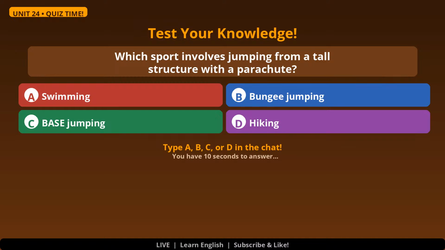Challenge yourself. Here's the question. Which sport involves jumping from a tall structure with a parachute? Option A, swimming. Option B, bungee jumping. Option C, base jumping. Option D, hiking. Think about it. Type A, B, C, or D in the chat. You have 10 seconds.